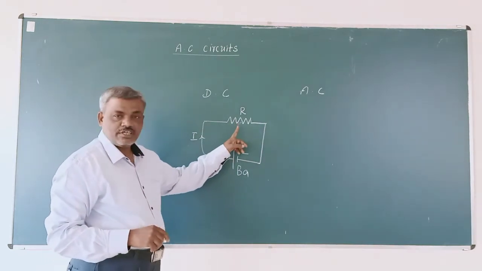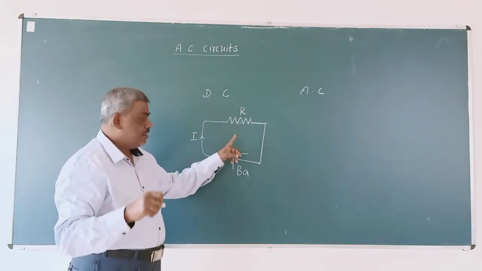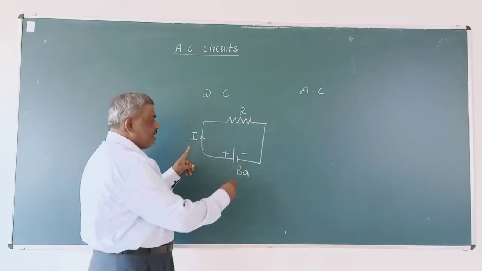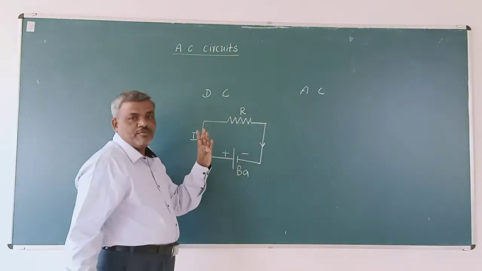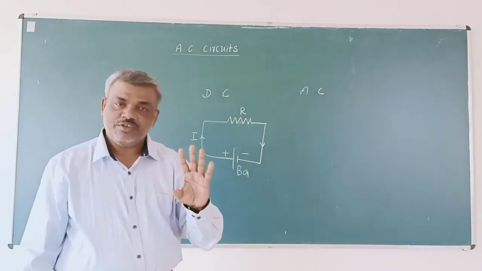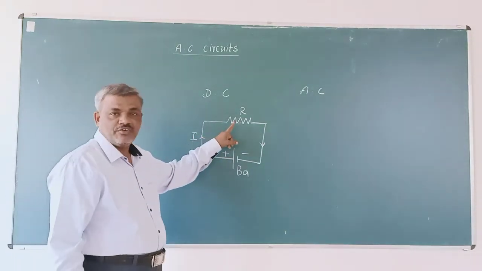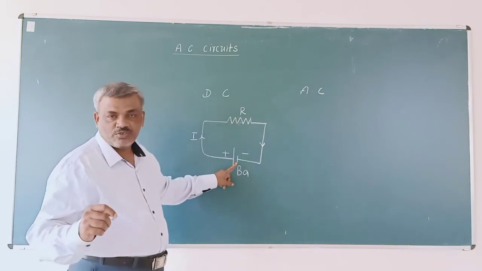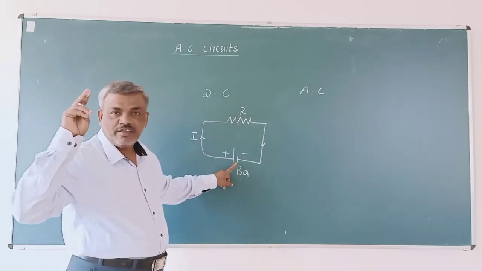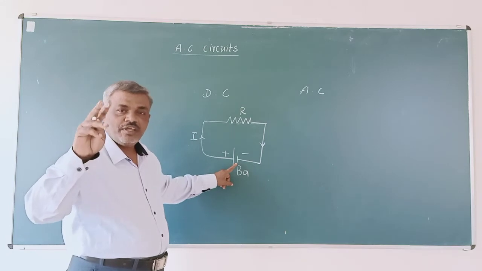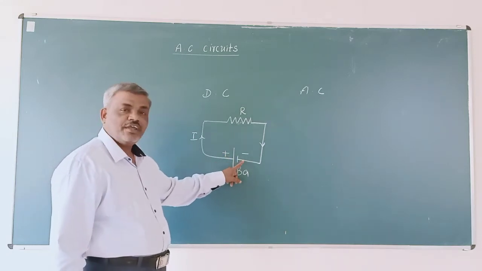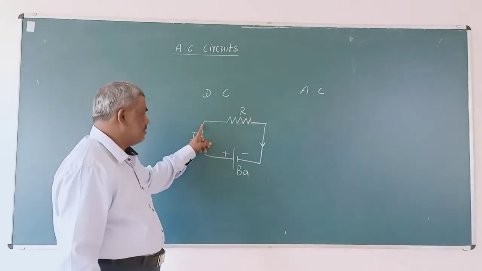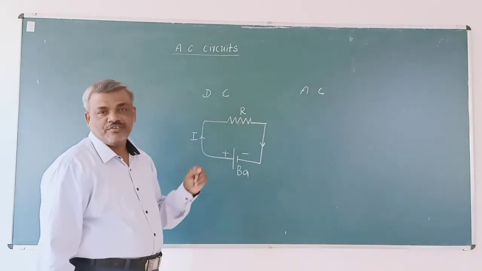Now in DC circuits, you indicate the battery polarities and also show the direction of the current. This is very important. This is called a DC electrical circuit: a resistor connected in series with a battery or source of EMF. You should indicate the polarities, positive and negative, and also show the direction of the current. So this is the DC circuit.